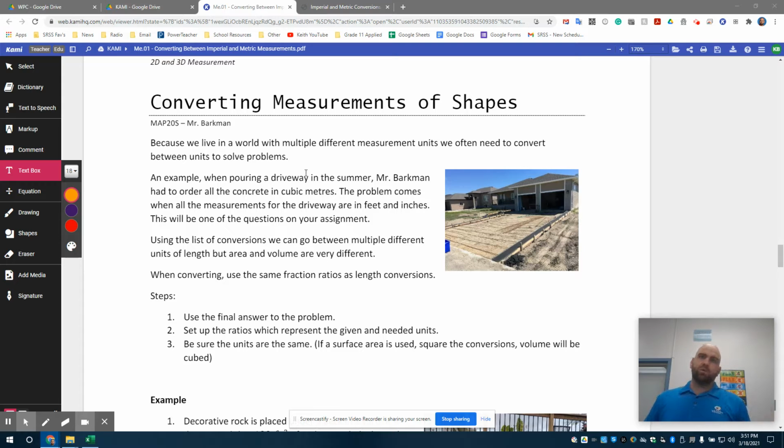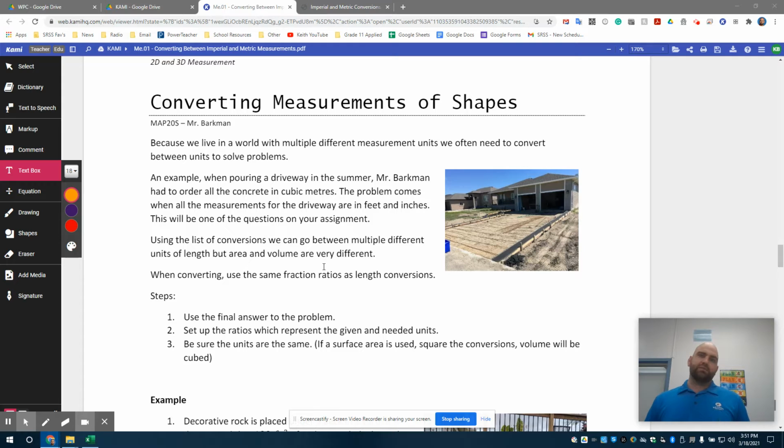Again, because we live in a world with multiple different measurement units, we often need to convert between units to solve problems. An example of that is when I was pouring my driveway a couple summers ago, I had to order all of my concrete in cubic meters. Okay, so 1 meter by 1 meter by 1 meter cube. So that was a volume that I had. Now the problem was that all the measurements that I had for the driveway were in feet and inches. And this is going to end up being one of the questions on your assignment. You're going to have to solve for it.